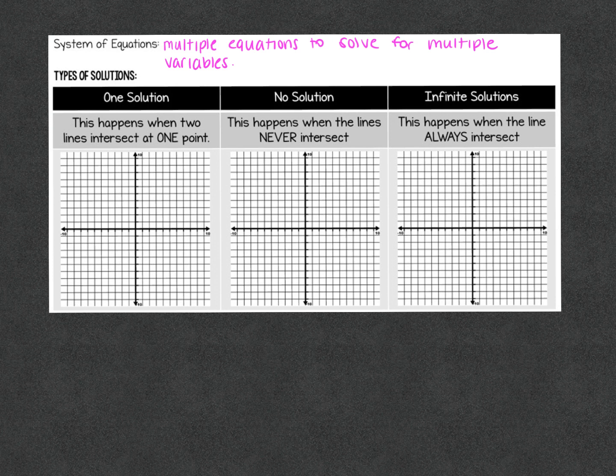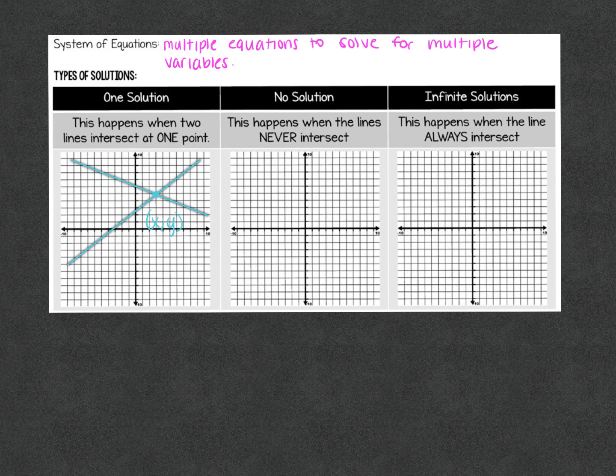Okay. So with our lines, we have 3 different types of solutions that we could have. We have one solution, which is the easiest one. This is where you have 2 lines and they intersect at just one point. Okay, so right here is where they intersect. So your answer is going to be x comma y, that point where they intersect.